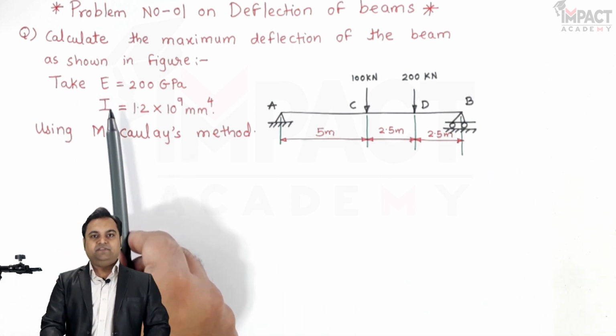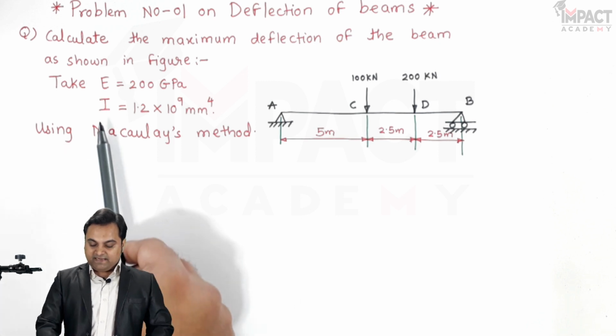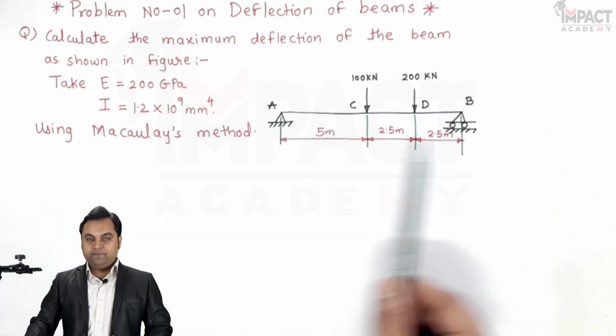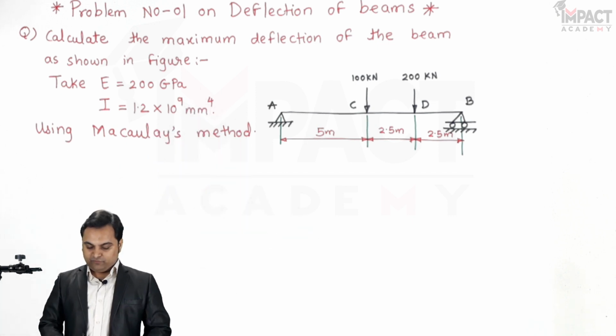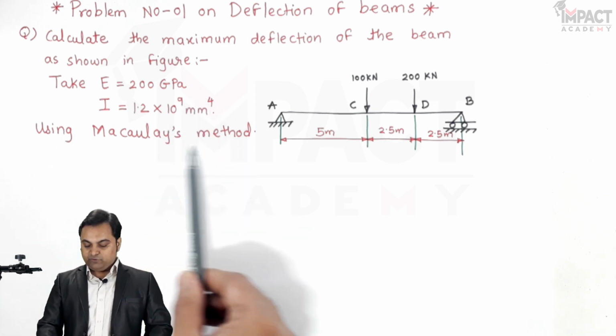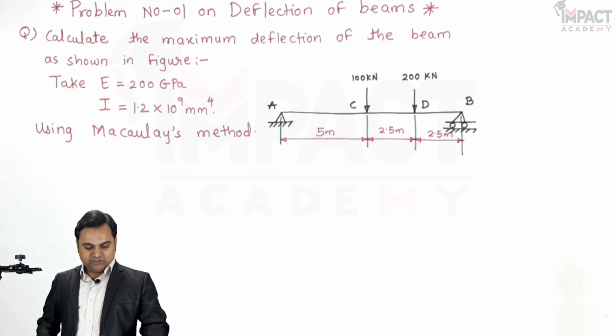Take capital E, that is Young's modulus, 200 GPa, that is gigapascal, and I is the moment of inertia for this beam material. It is 1.2 into 10 raised to 9 mm raised to 4, and it is mentioned we have to use the Macaulay's method here. Now, how to start solving this problem?